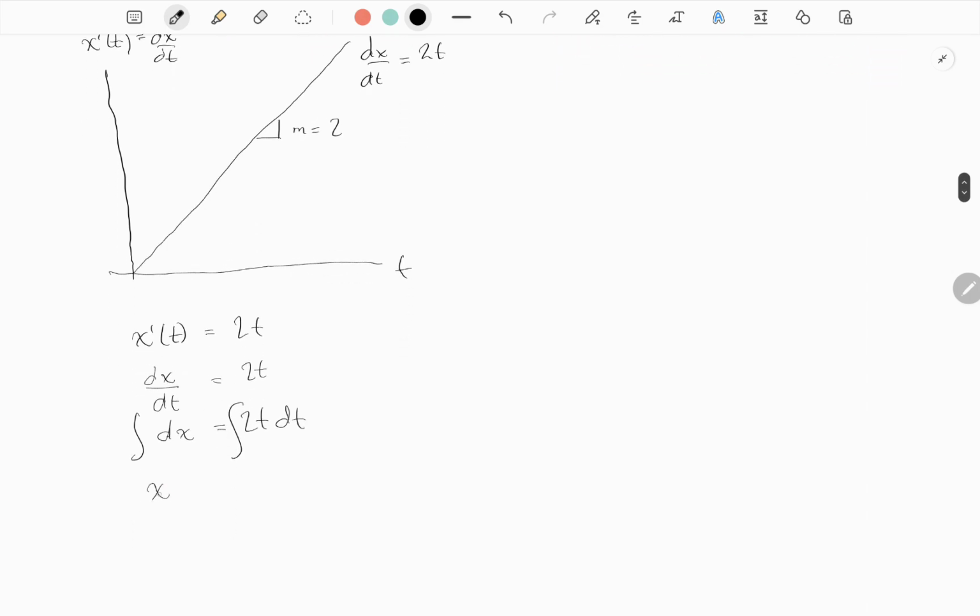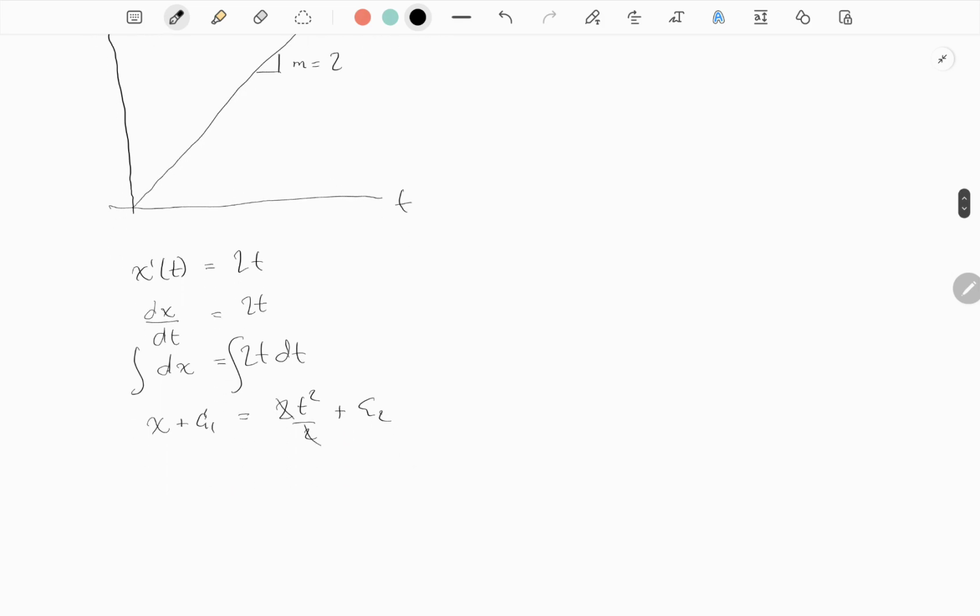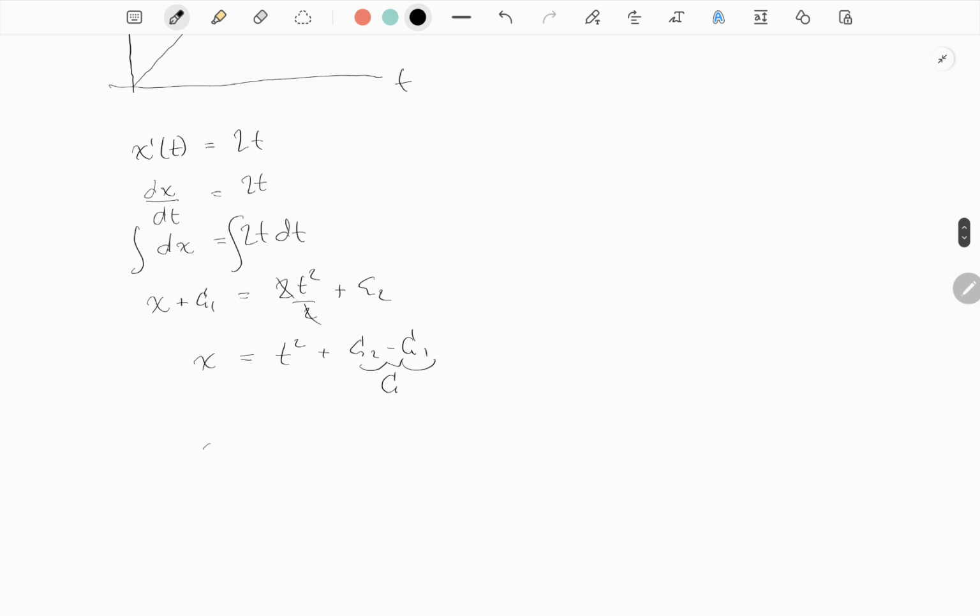And so this is x plus c1 equals 2t squared over 2 plus c2, no problem. This becomes x equals t squared plus c2 minus c1, we'll call this c. So x equals t squared plus c, and this is the family of possible curves. Now, this is the general solution.